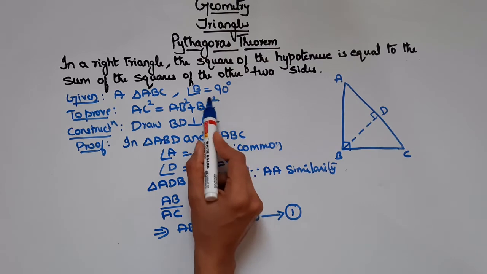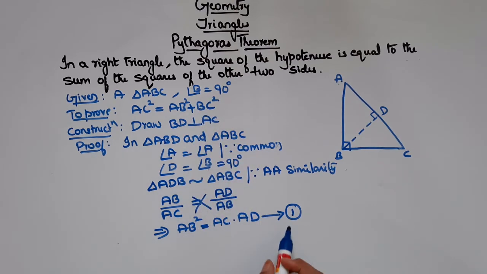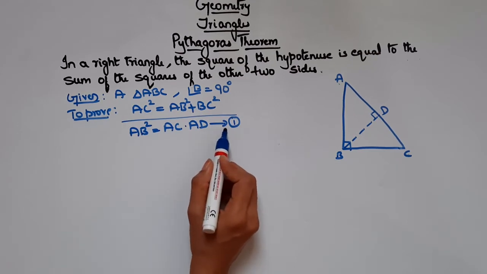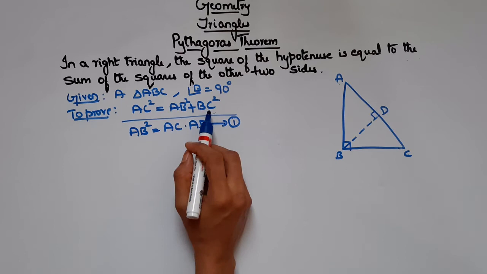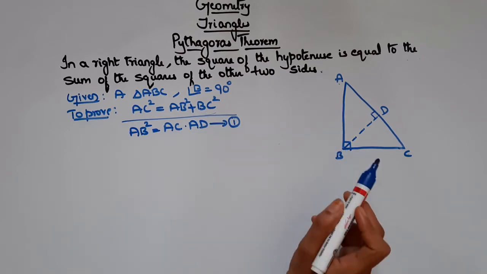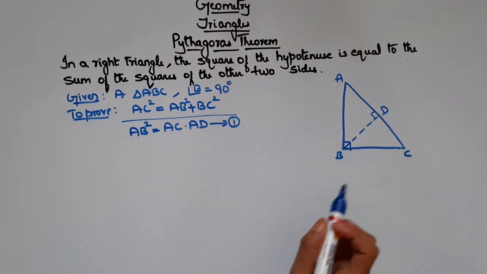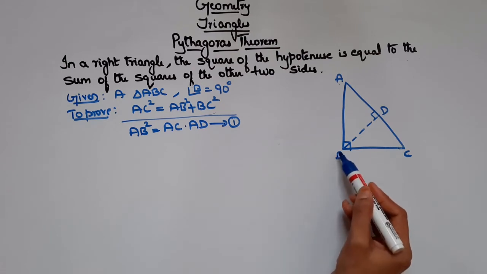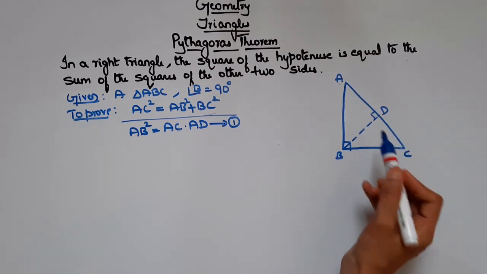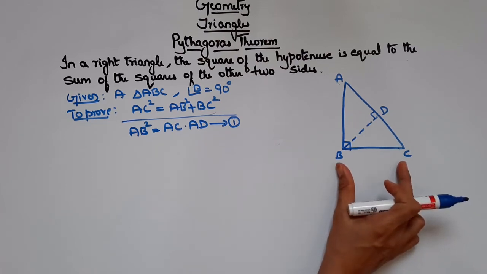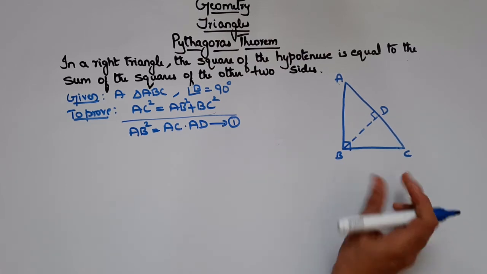Similarly, let's see how to find BC square. But before that, pause the video and note this down. So now we have equation 1 here. Now let's see how to find BC square in a similar way. We have to choose two triangles in which BC is present in both the triangles. So if you see triangle BCD and triangle ABC, in these two triangles BC is present in both, right? So let's take those two triangles.